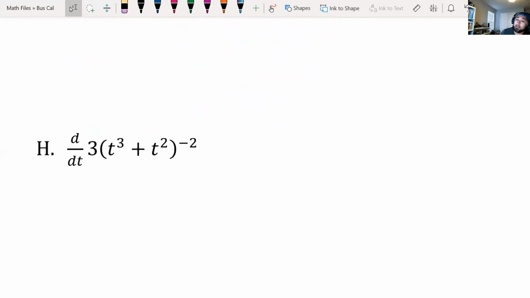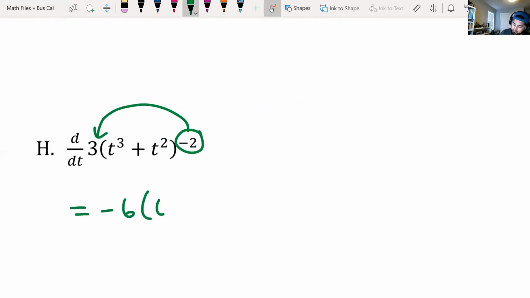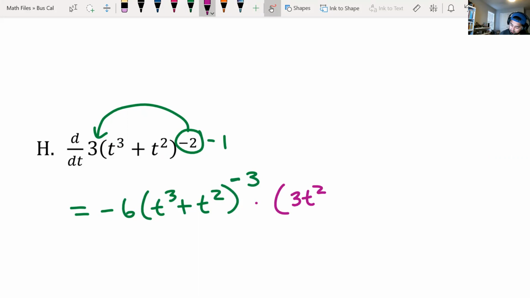d over dt of 3 times (t cubed plus t squared) to the negative 2. So this just says take the derivative of this expression. So this negative 2 comes, multiplies this 3. We get negative 6. The inside stays the same. You take 1 away, and we get negative 3. There's the derivative of the outside. And then what is the derivative of the inside? 3t squared plus 2t. Very good. There we go.